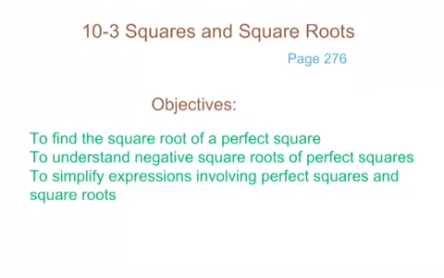Hey everybody, today we're on 10-3 in the Green Book, Squares and Square Roots on page 276. The objectives here are to find the square root of a perfect square, to understand negative square roots of perfect squares, and then to simplify expressions involving perfect squares and square roots.